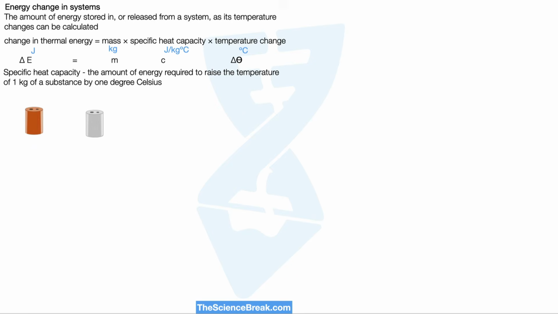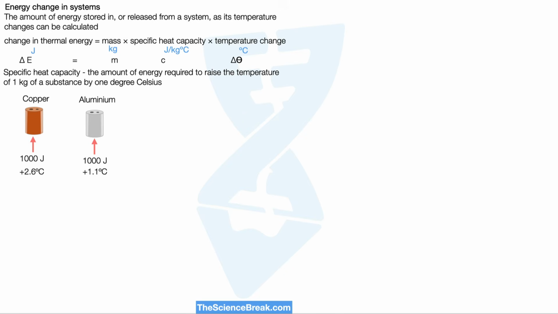Here I have two different materials. One is copper metal and the other is aluminium metal. They are both 1 kilogram, and what we're going to do is transfer 1,000 joules of energy to each one. You would expect that the temperature might raise by the same amount, but in fact, the temperature for the copper goes up by 2.6 degrees C, and the temperature for aluminium only by 1.1 degrees C.